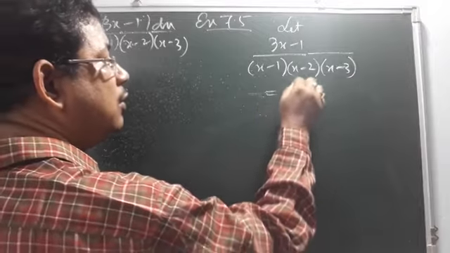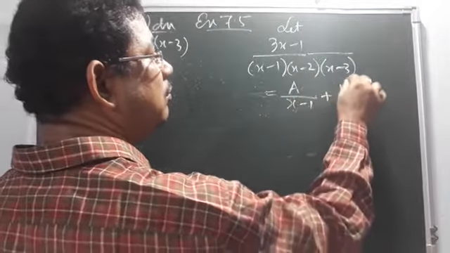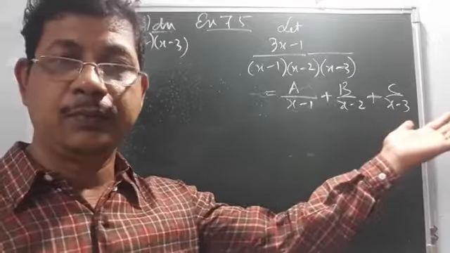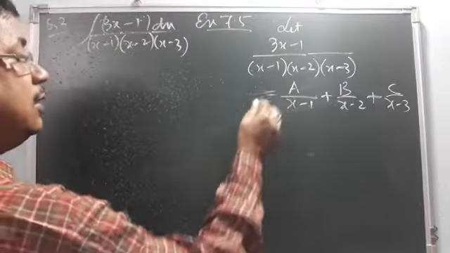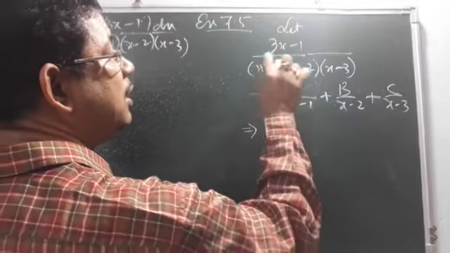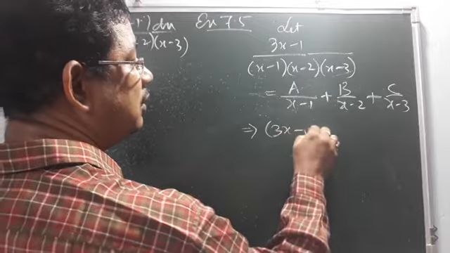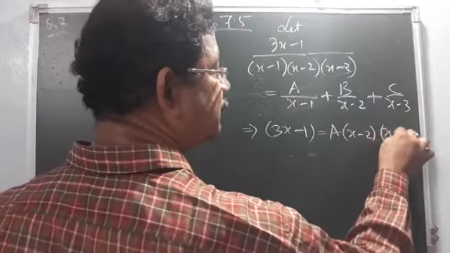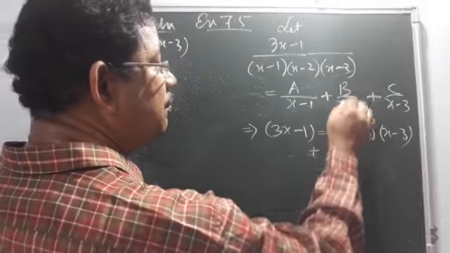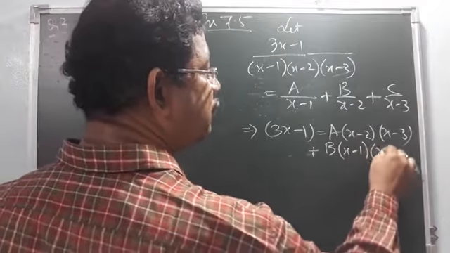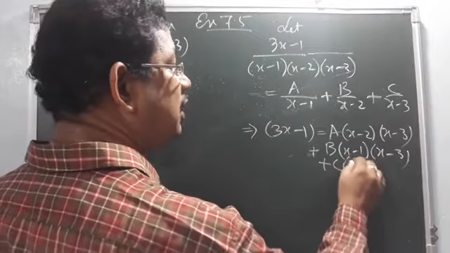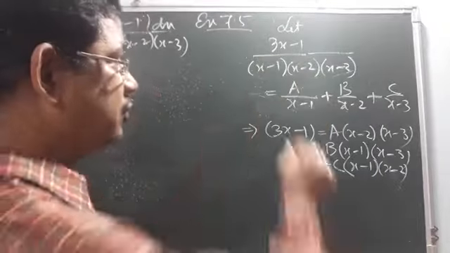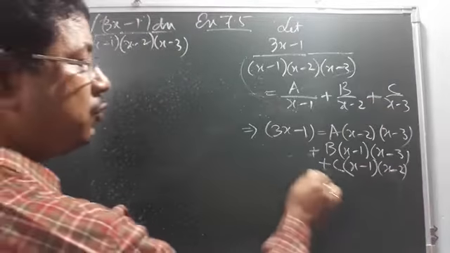If we write A by x minus 1, B by x minus 2, C by x minus 3, our target is to write in this form so that we can easily integrate. After simplification, that is multiplying each term by the denominator, the left hand side is only this term, and the right side is A into x minus 2 into x minus 3, plus B into x minus 1 into x minus 3, plus C into x minus 1 into x minus 2. So this is our partial fraction procedure. From that we can write this.